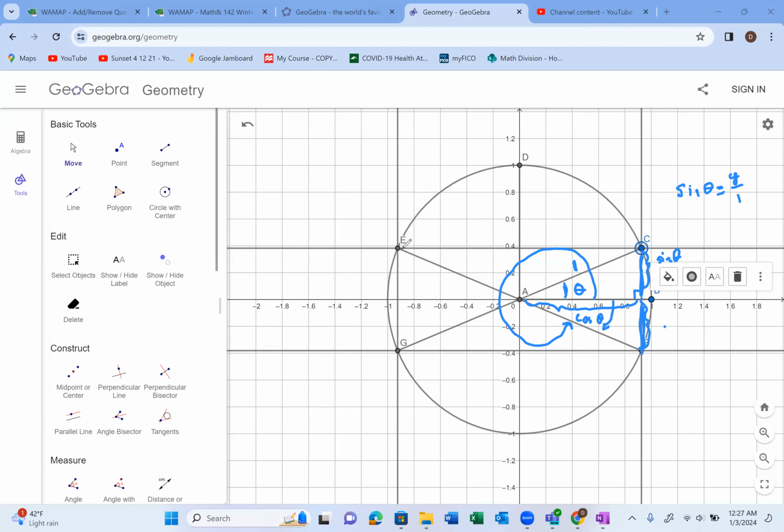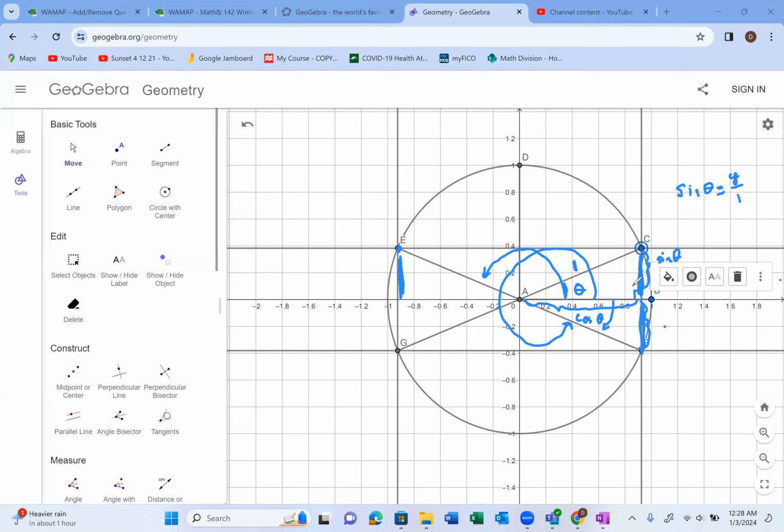There's another point over here, point E. Our vertical distance down to the x-axis is the same as it is at point C. And so I know that the sine of the angle starting at 0 and going around to that point would be the same as the sine of whatever theta that I have in here.